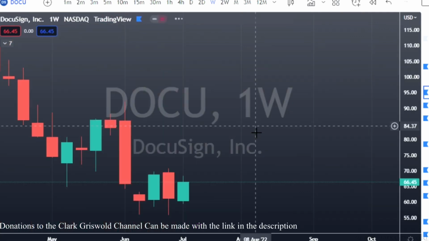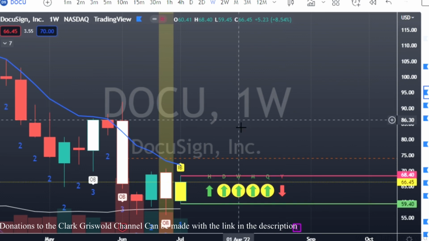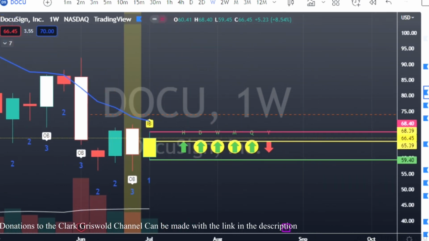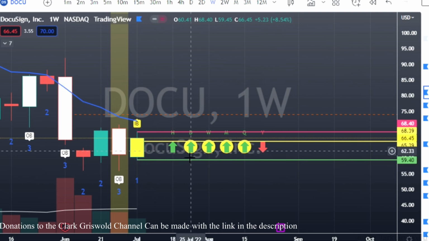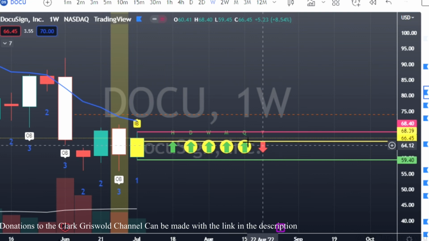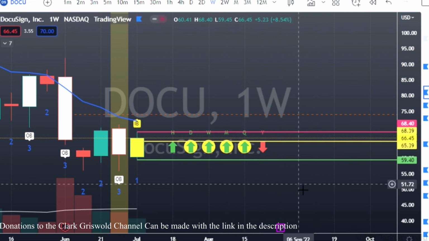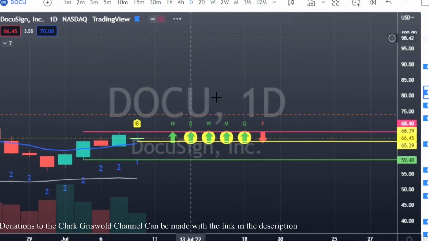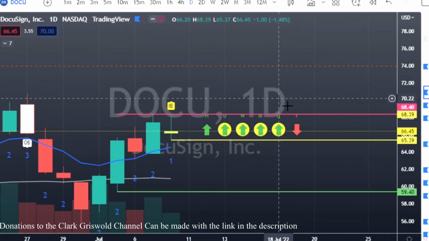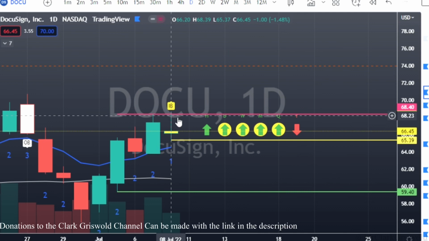Docusign, DOCU, setup number 3. Again, 3-1 setup, outside bar, inside bar. We can look for calls on this thing at 68.39. It looks like 68.40. And guys, if we go to the daily chart, we've got a single inside bar. The double inside is on CCL. That one's coming up. So inside bar on Docusign.